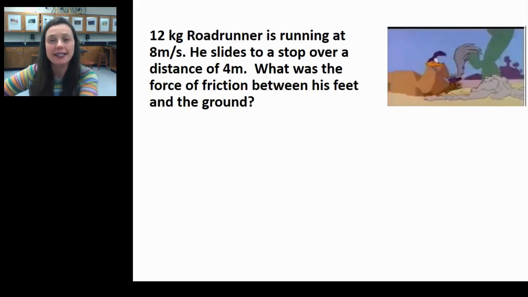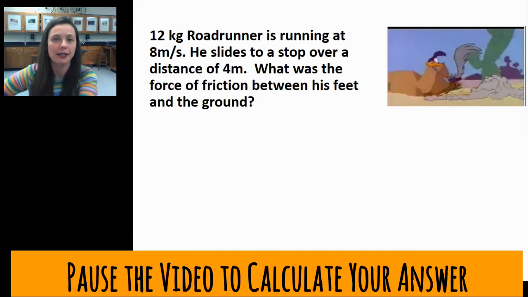As an example, let's consider our friend Roadrunner. We know he was running initially at a speed of 8 meters per second, and that he was sliding to a stop over a distance of 4 meters. See if you can use the information here and our equation for dissipated energy in order to find the average force of friction between Roadrunner's feet and the ground. Pause the video and take a moment.